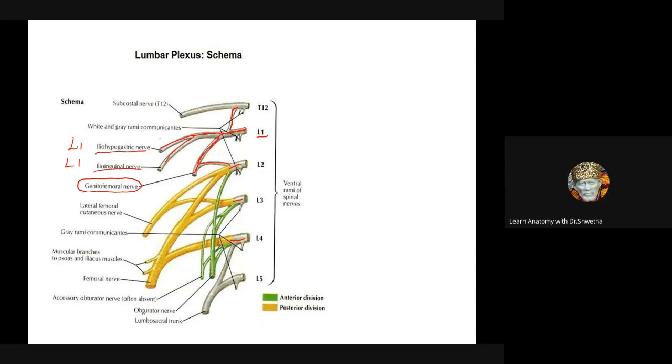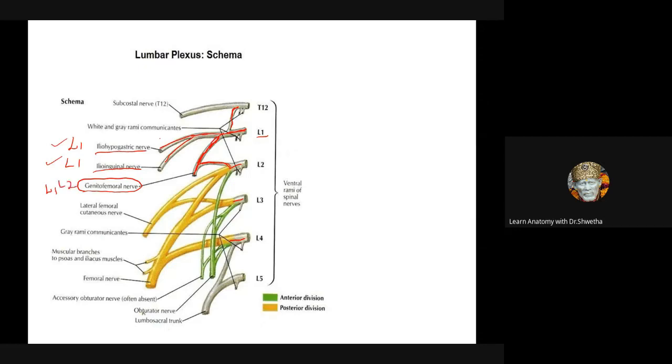Iliohypogastric. Very good. And ilioinguinal nerve, right? Yes. From L1, you have only iliohypogastric and ilioinguinal nerve. Then the ventral segment of L1 will join with the ventral segment of L2 to form the genitofemoral nerve. Please tell me the root value of this genitofemoral nerve now. L1 and L2. Excellent, excellent.